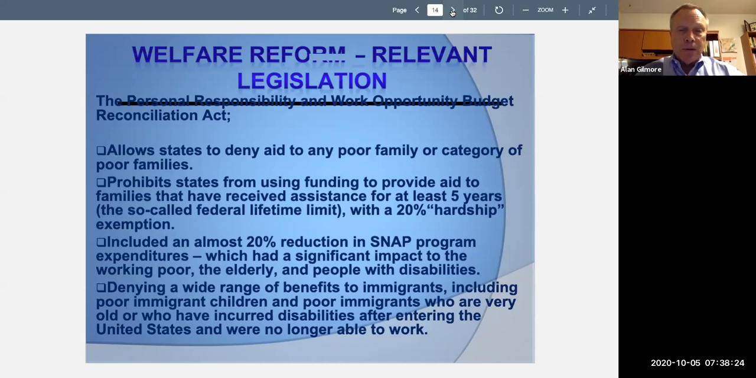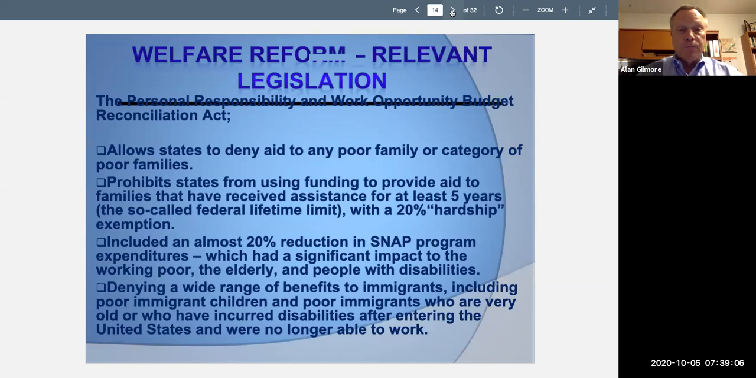It included an almost 20% reduction in SNAP program expenditures. SNAP is the Supplemental Nutrition Assistance Program, typically what a lot of people refer to as food stamps. So there was a serious cut in SNAP program expenditures, which had an impact on the working poor, the elderly, and people with disabilities. And it denied a wide range of benefits to immigrants, including poor immigrant children and poor immigrants who are very old and who have incurred disabilities after entering the United States and were no longer able to work.